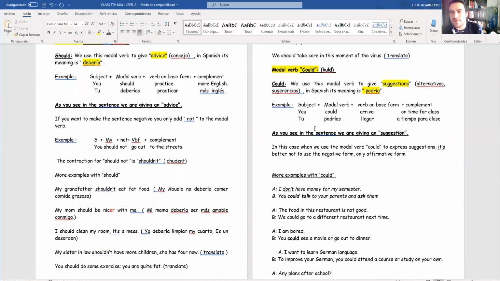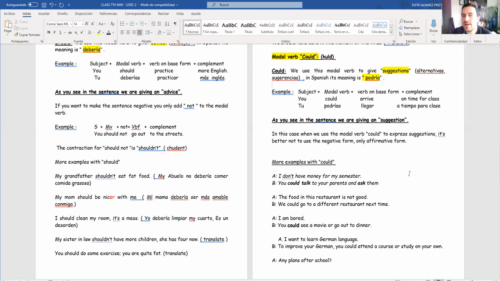Similar to the modal verb should, the same structure, subject, modal verb, verb on the base form, and a complement. Example, you could arrive on time for class. Tú podrías llegar a tiempo a clase. So that would be a suggestion, ¿no? Una sugerencia. Okay? As you see in the sentence, we are giving a suggestion. Okay?